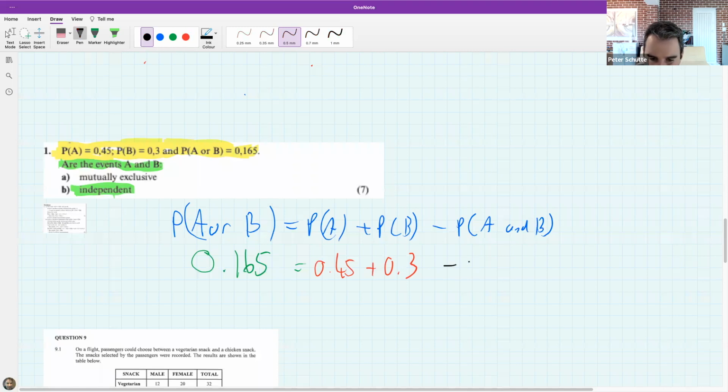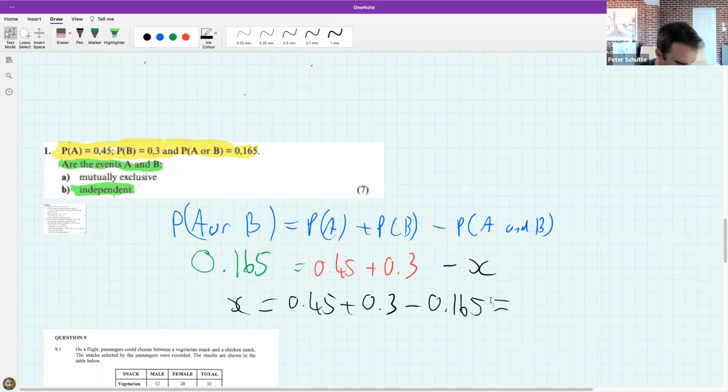I'm feeling lazy, so I'm going to use the X method where I make the thing I'm trying to find X. And if I then bring the X across, I should get, so what do I get for my X? So I get 0.585 for probability A and B. And so how do we know if they are independent or not?